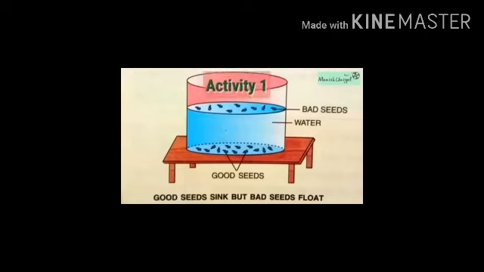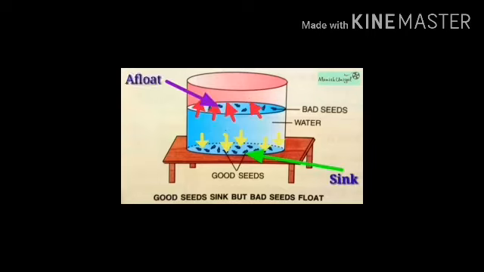Do you know how to separate good seeds from bad ones? A farmer puts some seeds into a beaker full of water. He observes that most of the seeds sink and a few seeds stay afloat. It is believed that the seeds that remain afloat are bad ones. Those which sink to the bottom are good seeds. So, farmers can separate the good seeds from bad ones through this method.